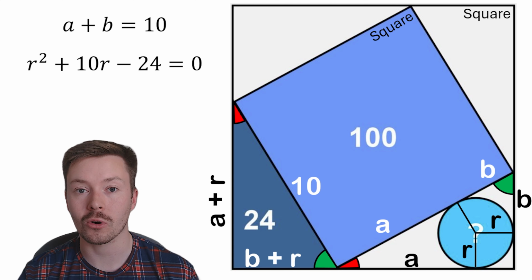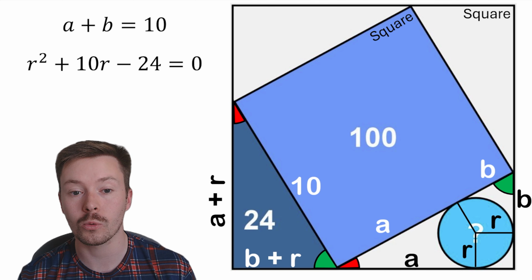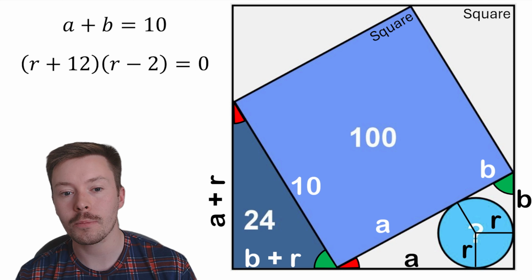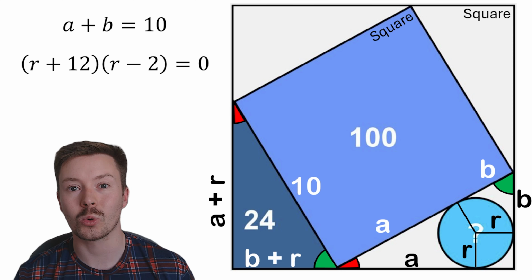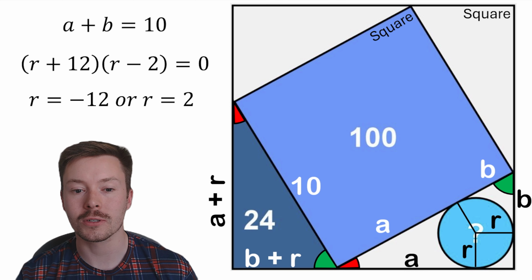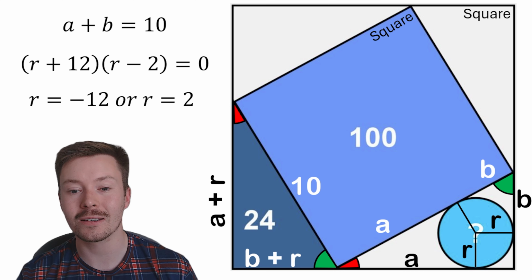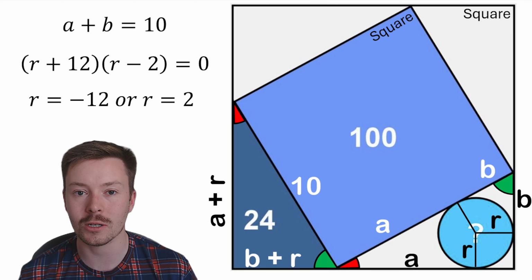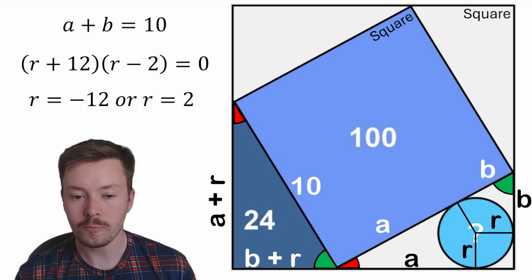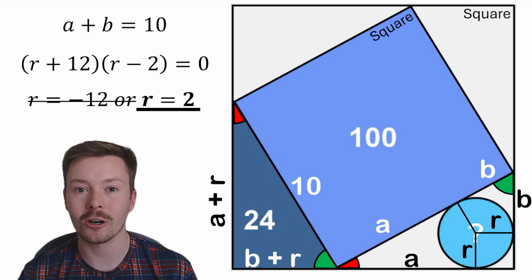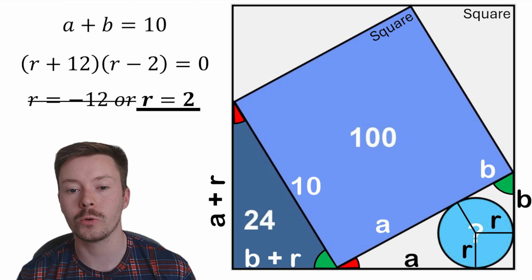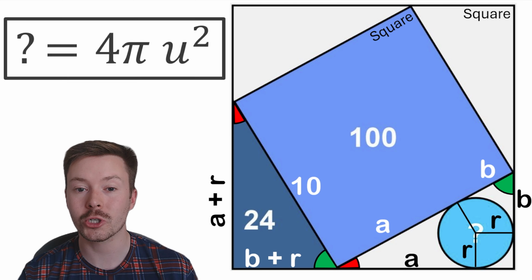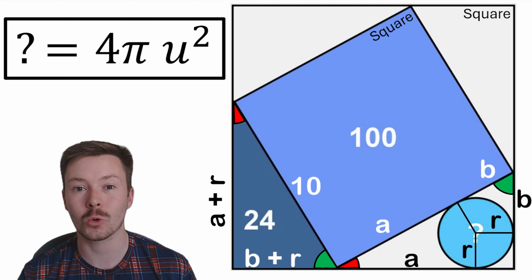From there, I'm going to factorize this, and you could use the quadratic formula if you wanted to. That's another valid method, or completing the square. I'm going to get r plus 12 times r minus 2 is equal to 0, and that will give me a solution of r equals negative 12 or r equals 2. Now, r obviously can't be negative 12 because r is a length, so it has to be a positive number. So that means the only valid solution is r equals 2. And so therefore, the area of that blue circle and the answer to our question is 4 pi units squared.